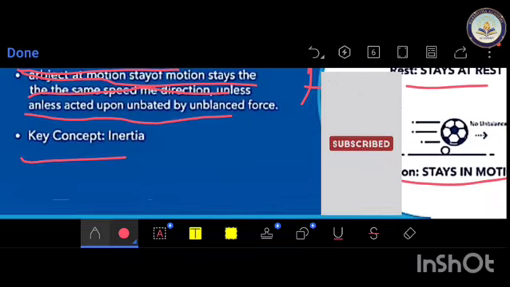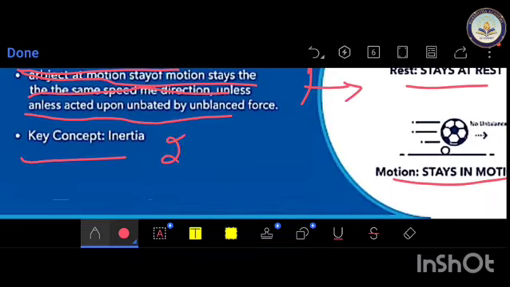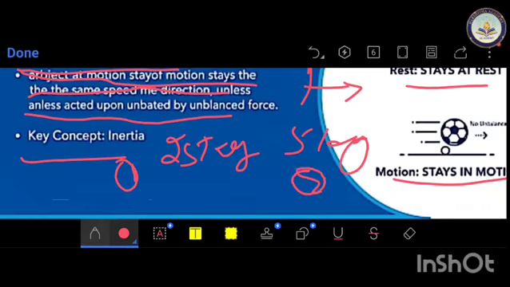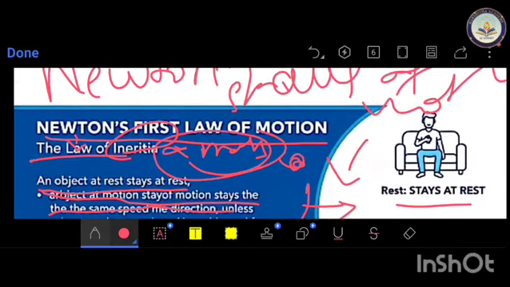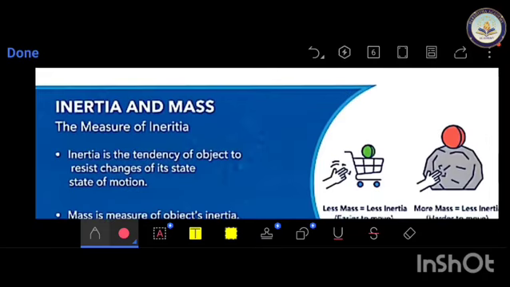The key concept of inertia: if we take an example of a 25 kg object and a 5 kg object, object 1 and object 2, which of these two objects has more inertia? Absolutely object 1. Why? How can we say that? It's simple, guys. Where there is more mass, there is more inertia, because inertia is directly proportional to mass. So these are inertia and mass.